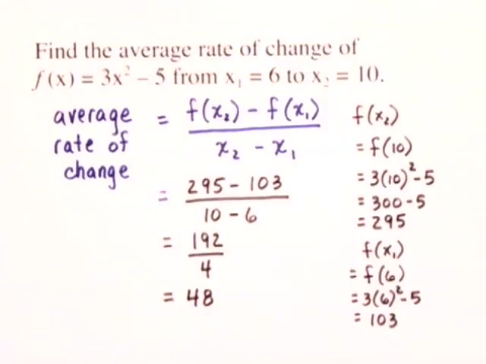So our average rate of change for this function from x1 equals 6 to x2 equals 10 is equal to 48.